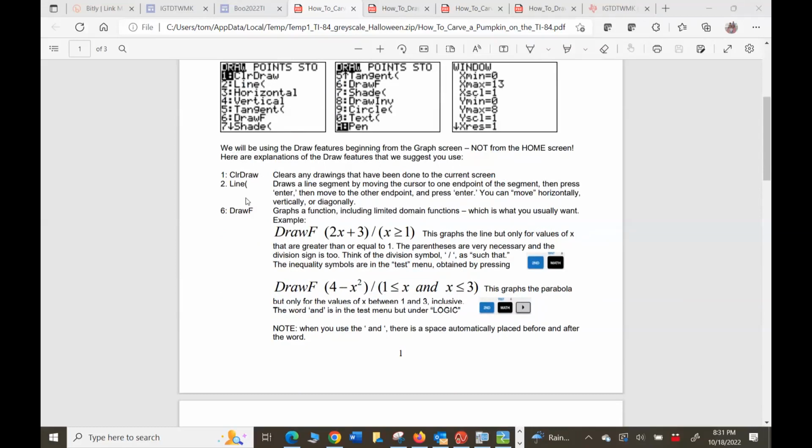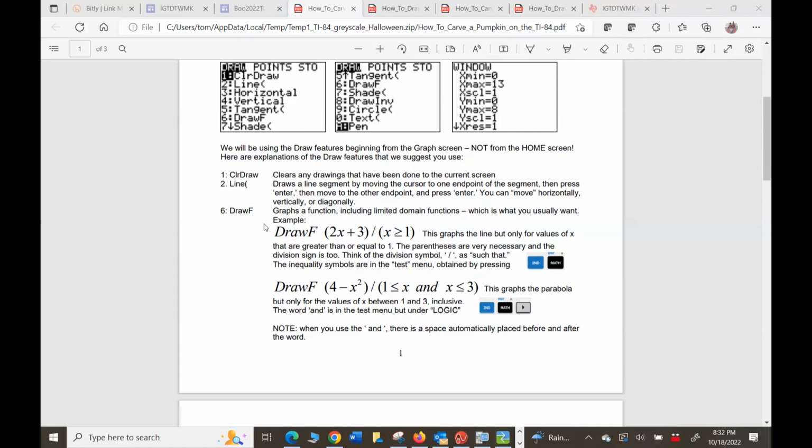Okay. Number two, the line feature actually doesn't draw a line, it draws a segment. You move the cursor to a certain endpoint, press enter, and then go left, right, or even diagonally and move to your next endpoint, press enter, and it'll connect it with a line segment.